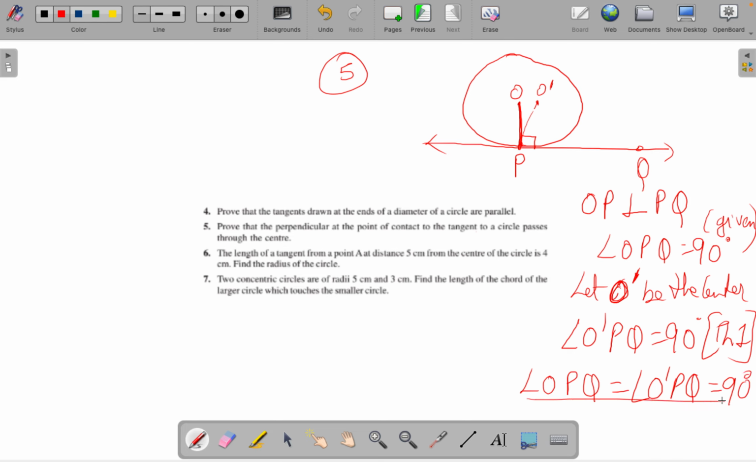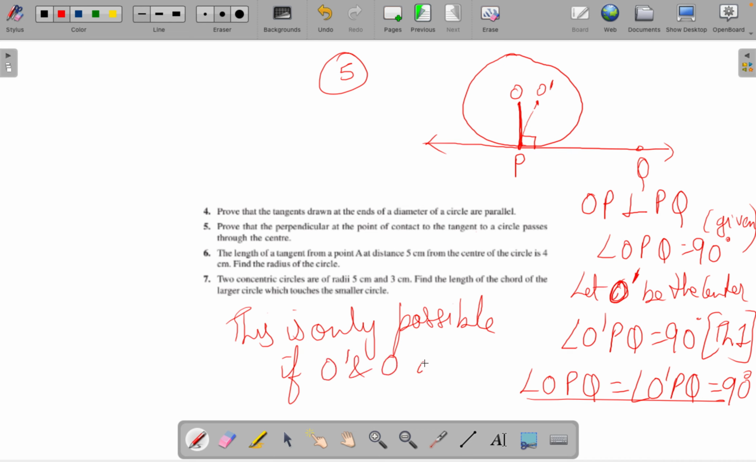And this is only possible if O dash and O are same points, right? क्योंकि एक पॉइंट से एक ही परपेंडिकुलर लाइन बन सकती है टू अ गिवन लाइन. सो हेंस O is the center. This is how you will do question number 5.